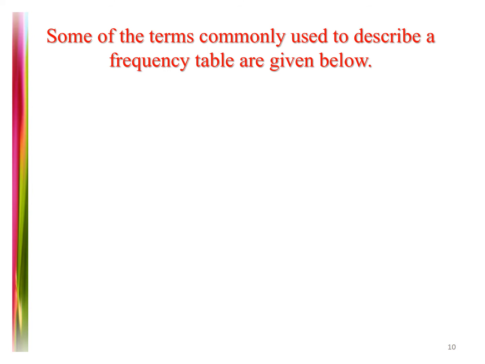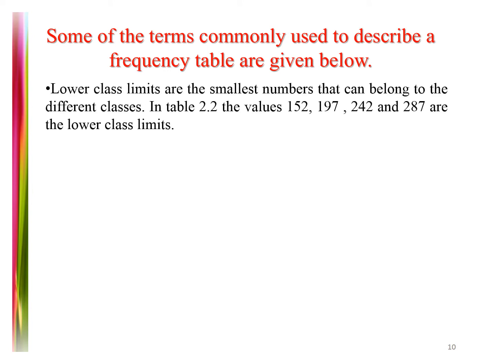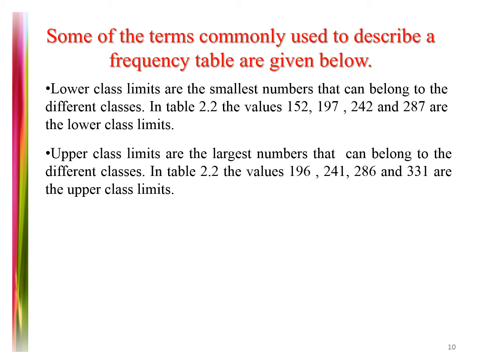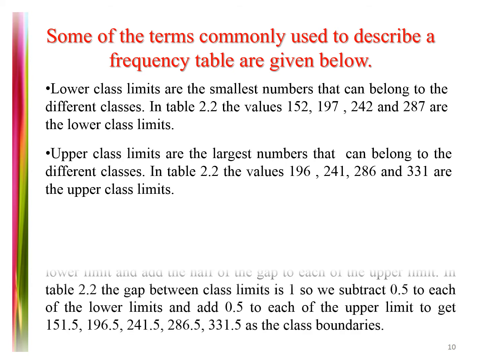In this section we also have some standard terms used to describe a frequency table, given below. First, lower class limits are the smallest numbers that can belong to the different classes. According to the table, 152, 197, 242 and so on are lower class limits, and similarly these are the upper class limits: 196, 241, 286 and so on.